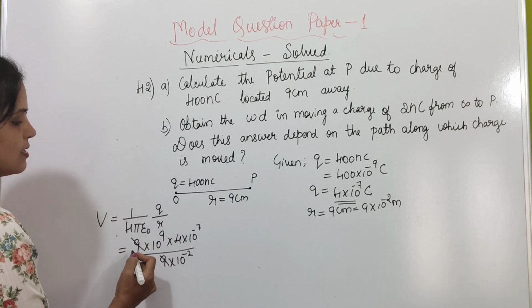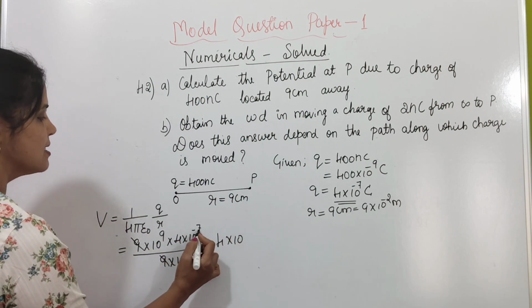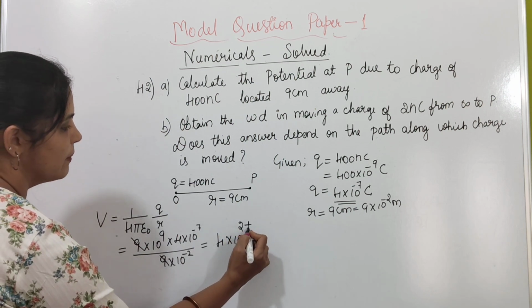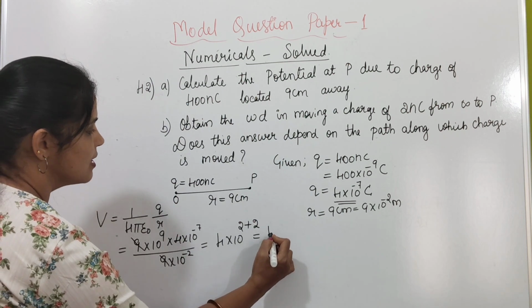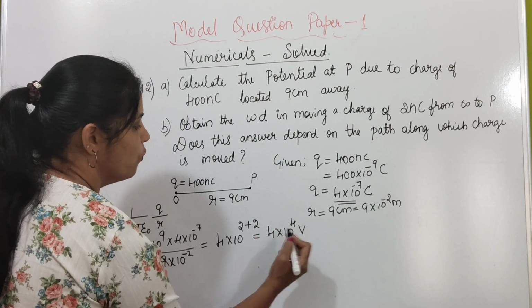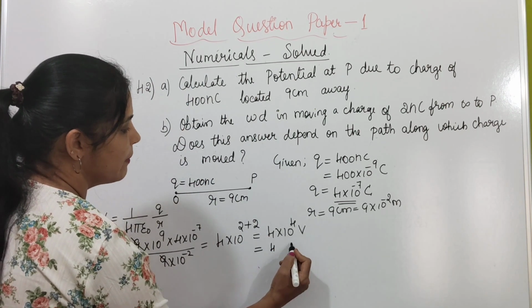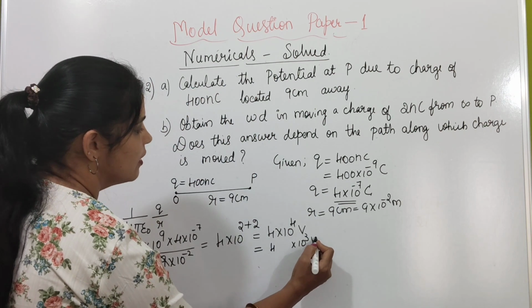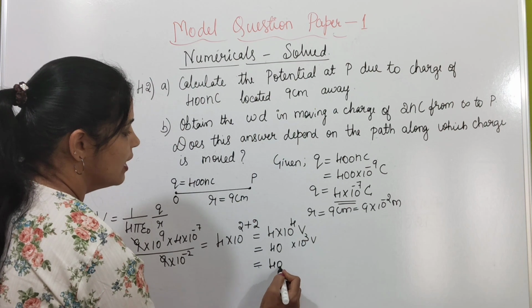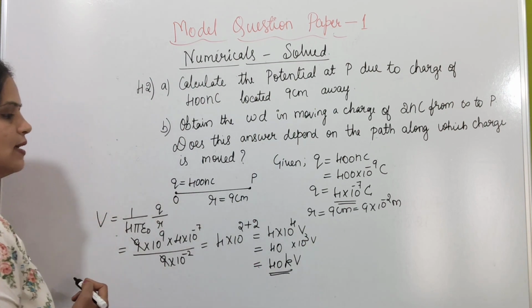The 9s cancel, and the remaining is 4 into 10 to the power 9 minus 7, which becomes 2, and when the minus 2 in the denominator comes to the numerator, it becomes plus 2. Therefore the answer is 4 into 10 to the power 4 volt. This can also be written as 40 into 10 to the power 3 volt, and 10 to the power 3 is called kilo. So it is 40 kilovolt. This is the answer.